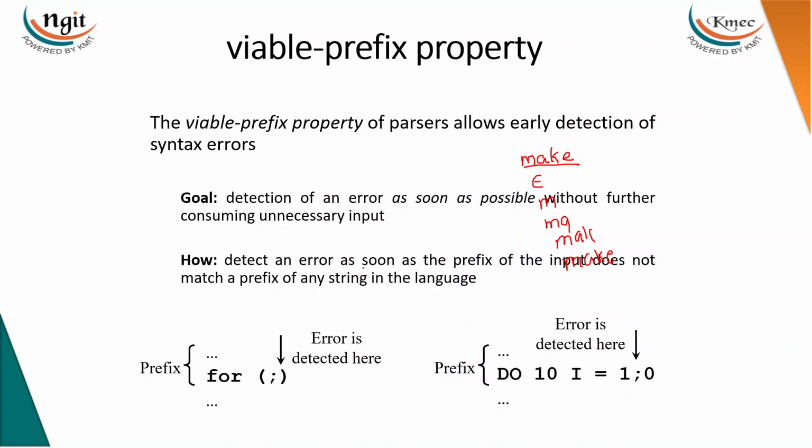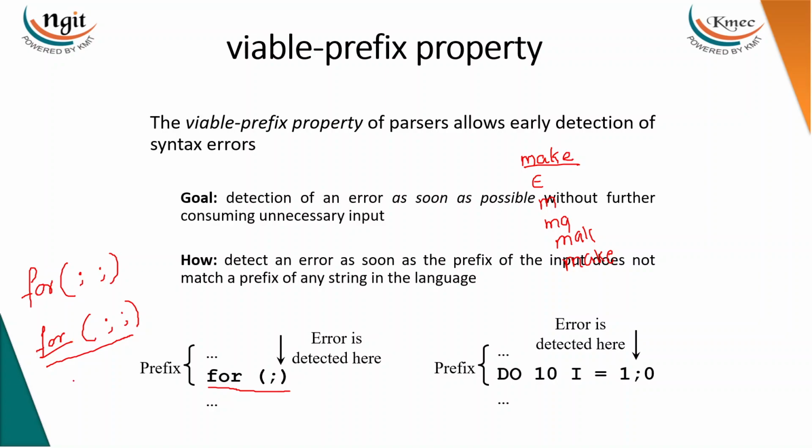Then how is it done? An error is detected when the prefix of the input does not match the prefix of any string in the language. For example, you have written for, open parenthesis, semicolon, and close parenthesis. But what is the correct statement of for? You should have two semicolons in the for. So when reading it, the prefix for is valid. After for, open parenthesis, valid. After for, semicolon, valid, even though you have not written anything. After the semicolon, one more semicolon, valid, and one more parenthesis, valid. So all the prefixes of this statement are valid.